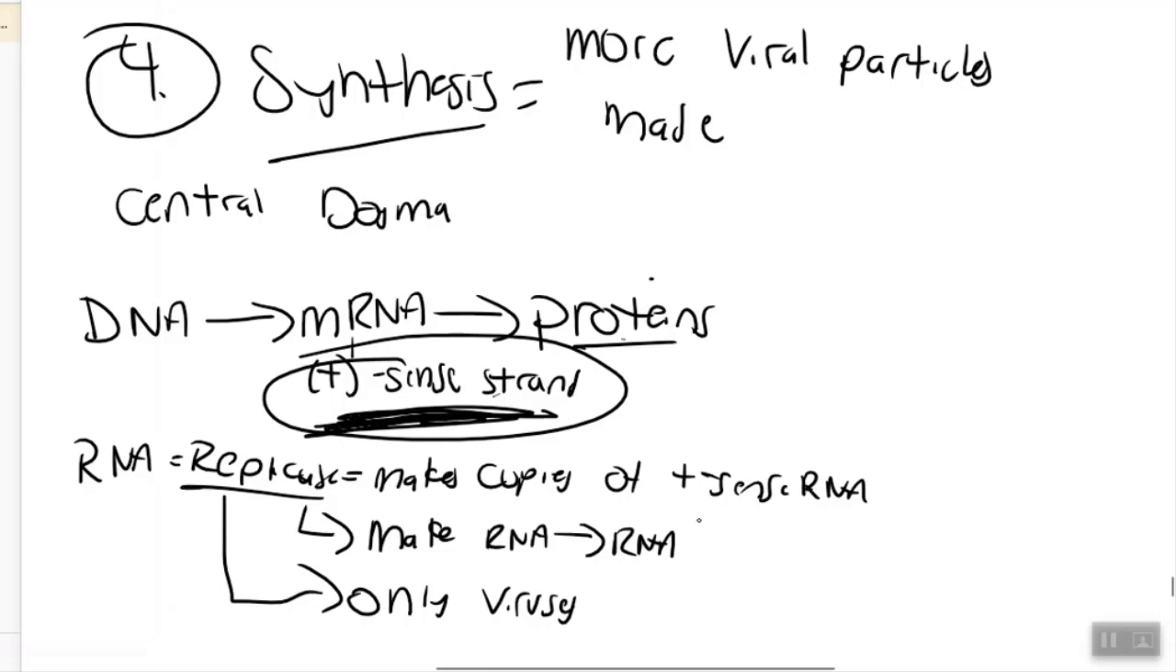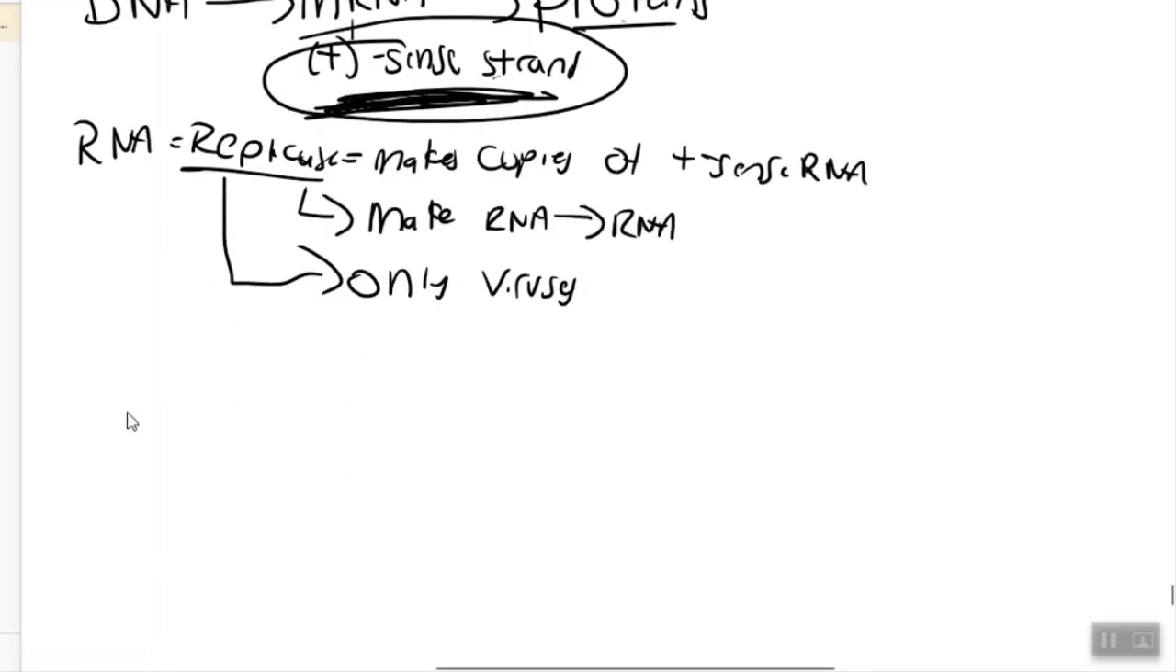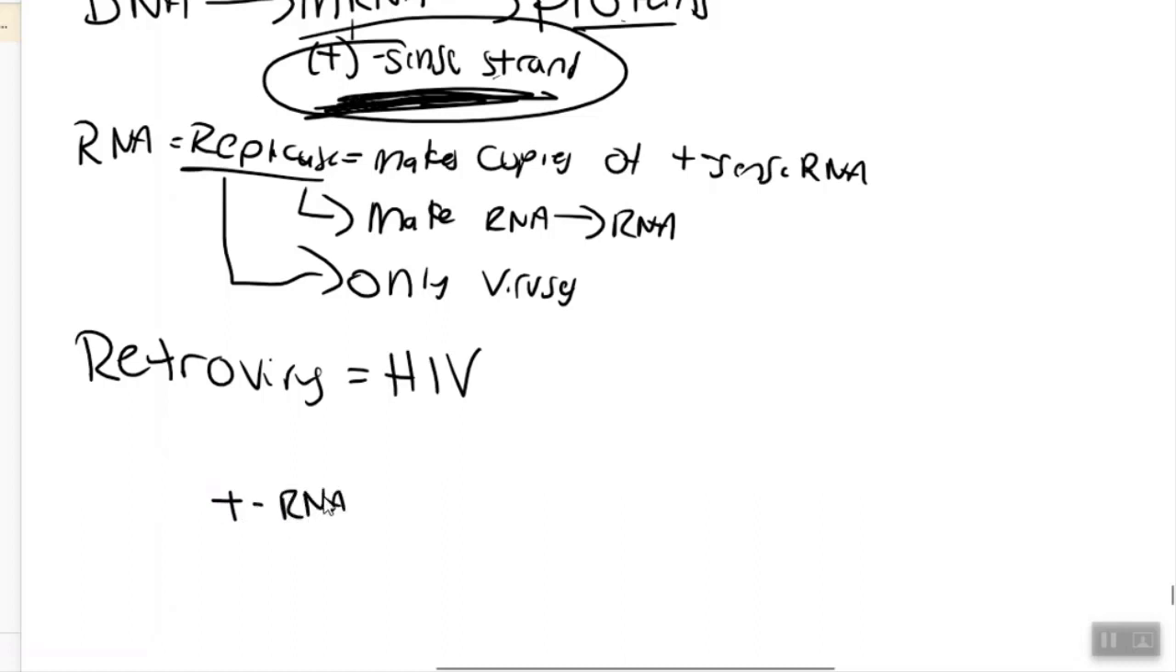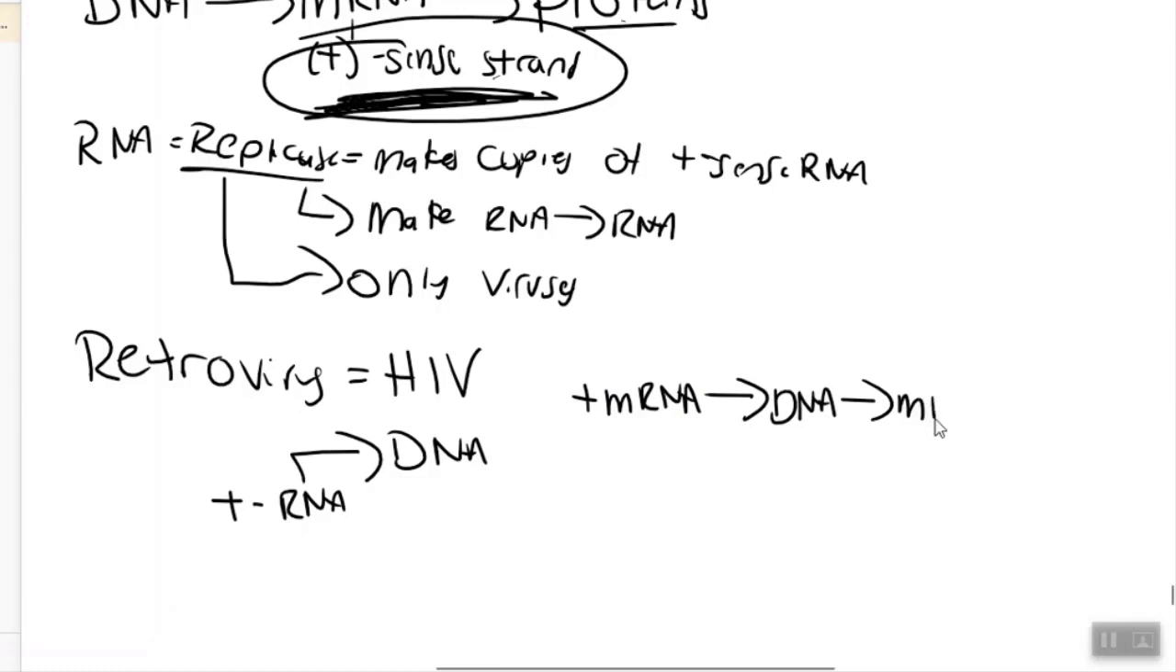Now, there's one last type of virus, and that's called a retrovirus. And the one that we will talk about the most in this class is HIV, the human immunodeficiency virus. HIV is a positive sense RNA virus, but what's weird about it is it actually is going to make DNA from RNA. So it's going to go backwards. It goes from positive mRNA to DNA, back to positive mRNA, and then from there it makes its proteins.